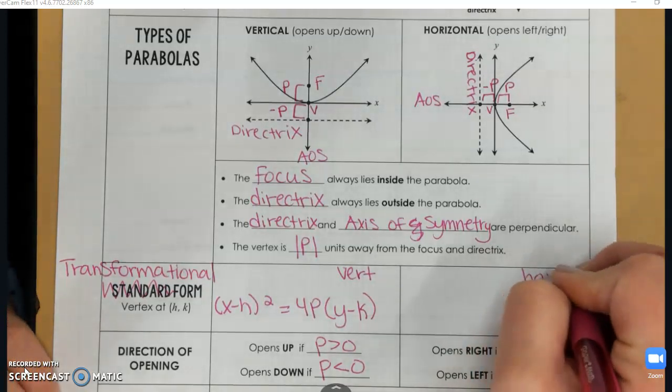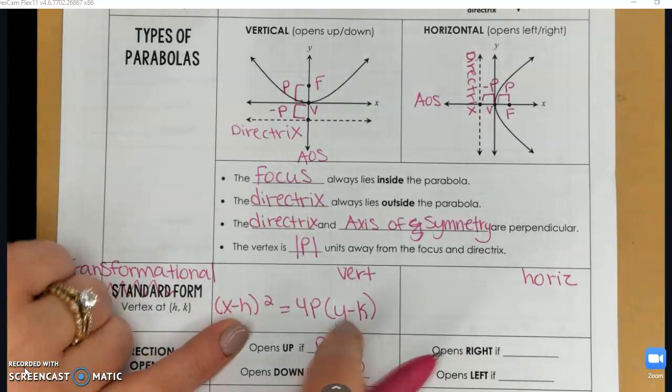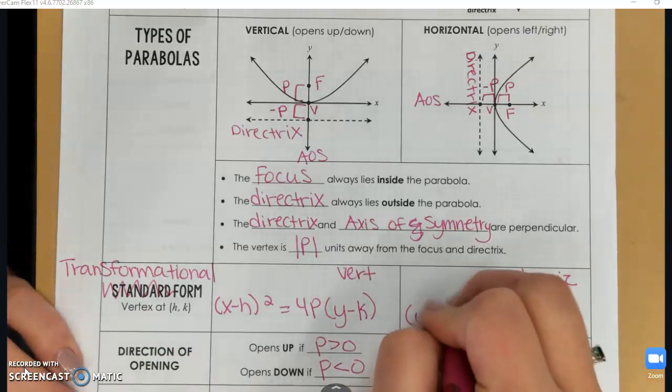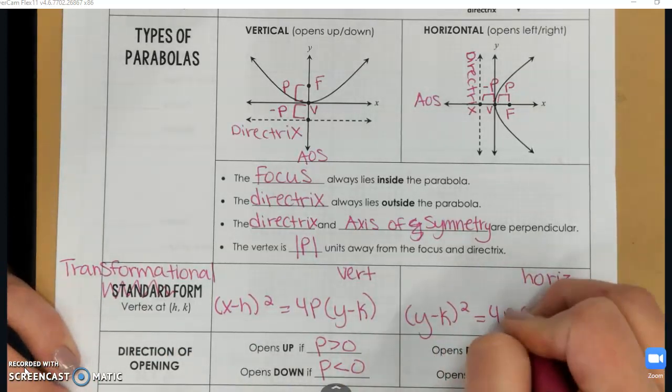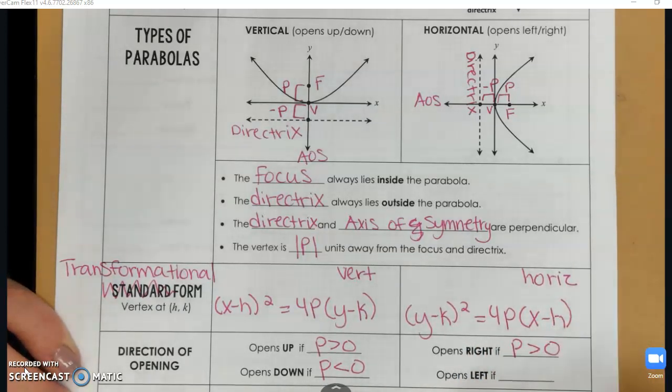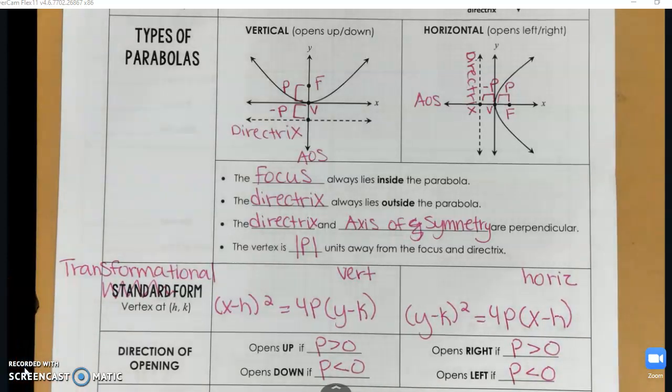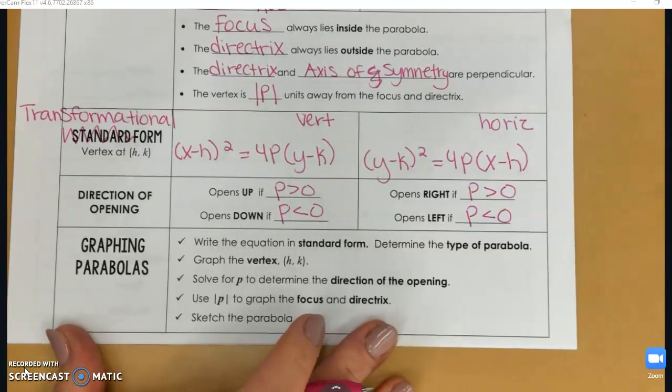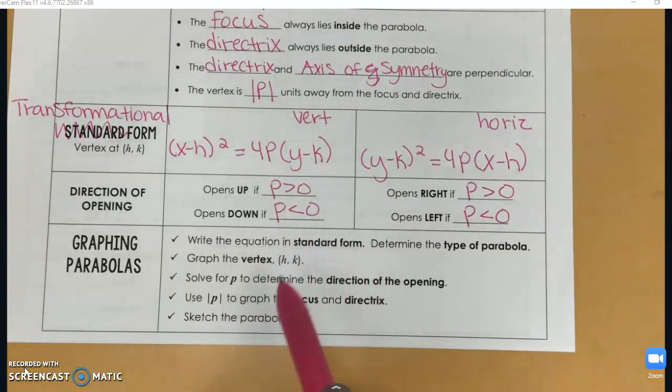And then for a horizontal parabola, the x and the y are swapped. So I have (y minus k) squared equals 4p times (x minus h). And when P is positive, we're opening to the right, and when P is negative, we're opening to the left. So (h, k) is the vertex of my parabola. Again, P helps us determine the direction of the opening, and then the distance from the vertex helps us find the focus and the directrix because it's P away. And so we are going to now practice graphing some parabolas with all of that new information we have.